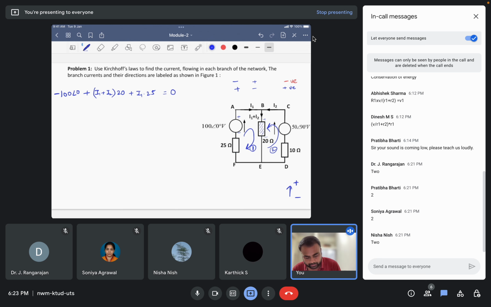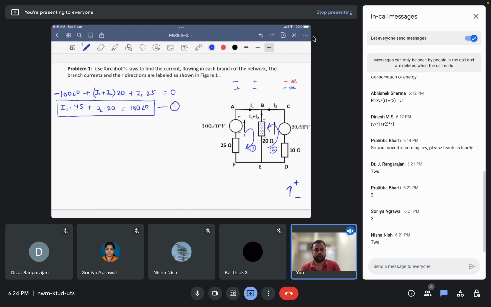Just simplifying this, taking I1 as common, I1 multiplied by 45 plus I2 multiplied by 20 is equal to 100 angle 0. So let us call this equation 1.